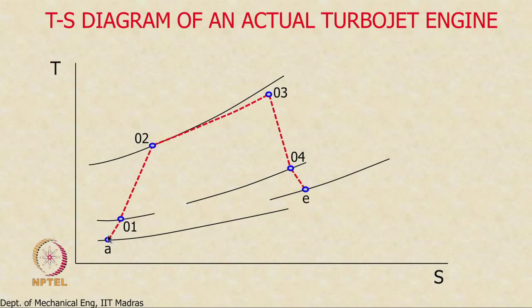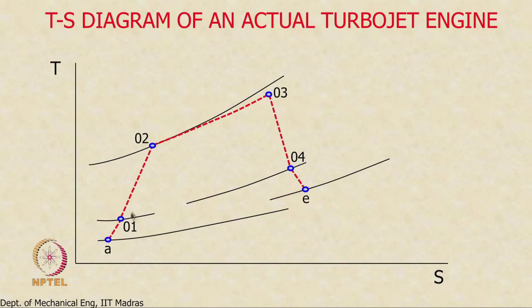So, we went from A to 01 along a vertical line like this, and from 01 to 02 along a vertical line, and then there was a constant pressure heat addition process and so on. Now, you can see what irreversibilities do to the process and the state points. You can see that there is an increase in entropy in going from A to state 01, and so consequently the state point 01 shifts to the right.